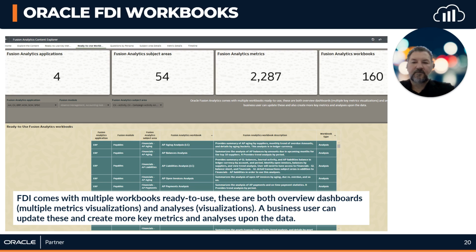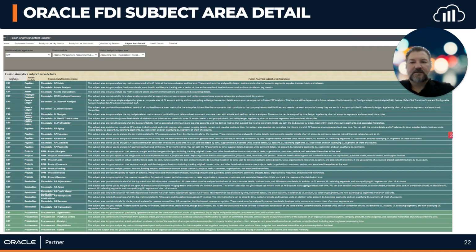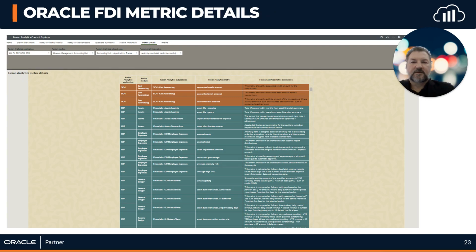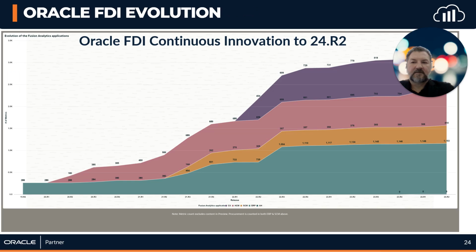It's more of an overview dashboard which involves multiple metrics and visualizations. And we have personas and subject area detail. So again, Oracle's done a great job of breaking it down and providing you a Content Explorer. This is an illustration of the content and how it's grown over time, and we're continuing to see this grow. As I suggested, from Q2 to Q3, we saw over 300 additional analytic metrics added to it.